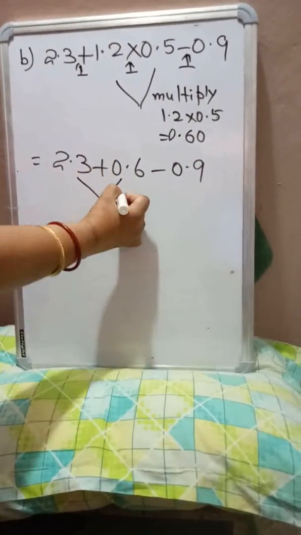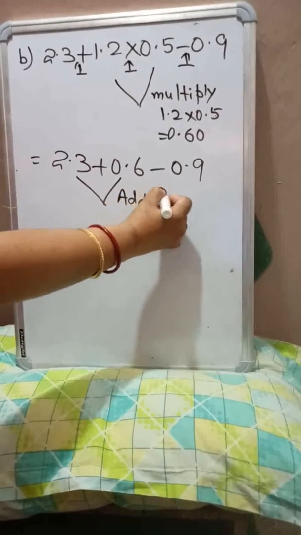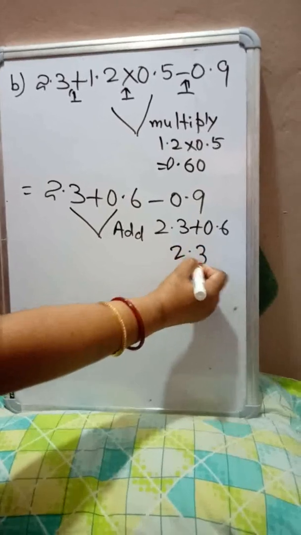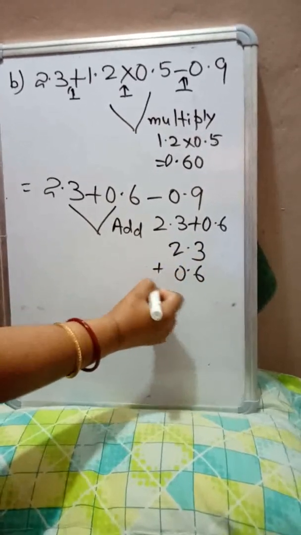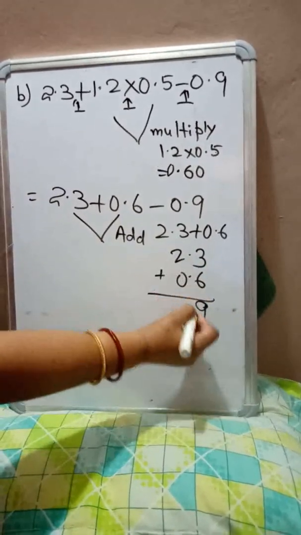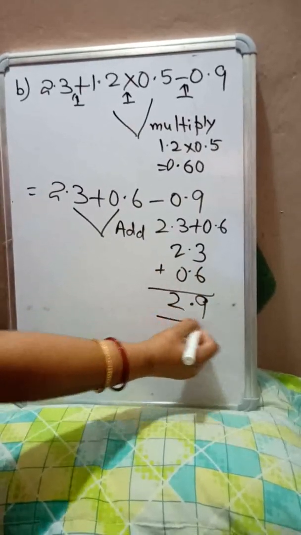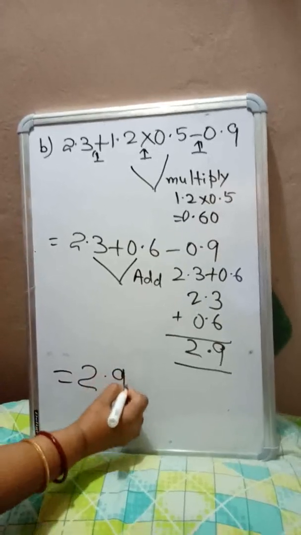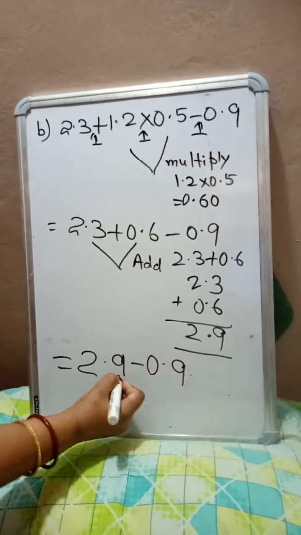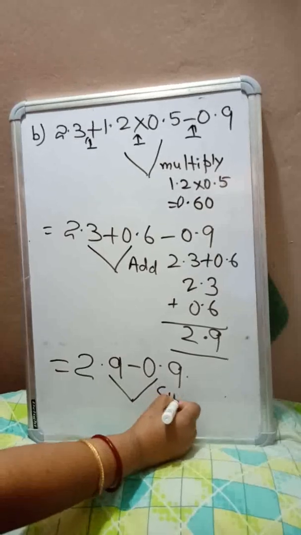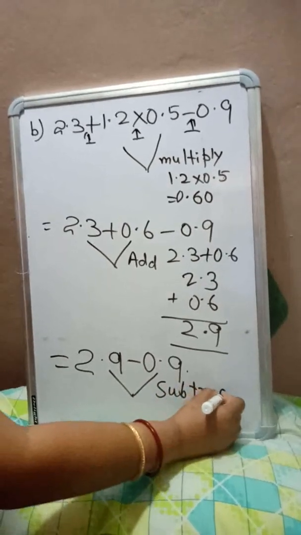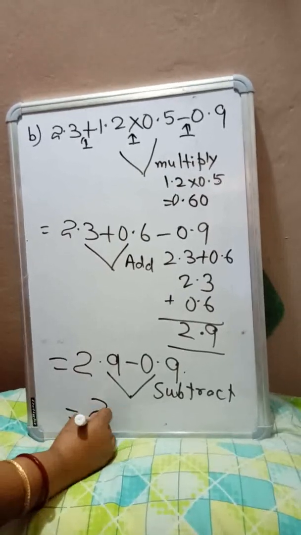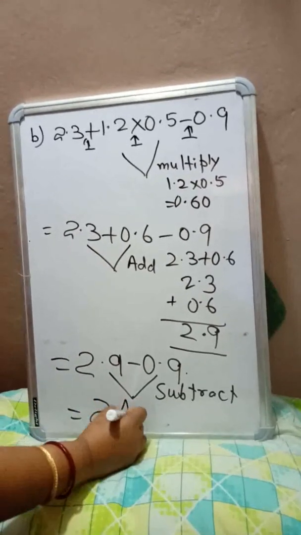So we will do the second step, addition. We add 2.3 plus 0.6. So 2.3 and 0.6 is how much? 3 plus 6, 9. Decimal, 2 plus 0, 2. It is 2.9. Correct? Now here we write down 2.9 minus 0.9. Now we have to do subtraction. The last step is subtract. When we subtract 2.9 minus 0.9, the answer is 2. So this is the answer.